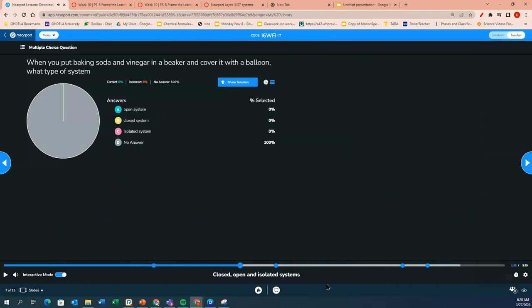All right, when you put baking soda and vinegar in a beaker and cover it with a balloon, what type of system is it? Is it an open system that allows the matter to leave? Or is it a closed system that keeps all the matter inside? Or is it an isolated system which keeps matter and energy inside the system? If you don't understand that, go back and rewatch that last section so you can answer correctly.